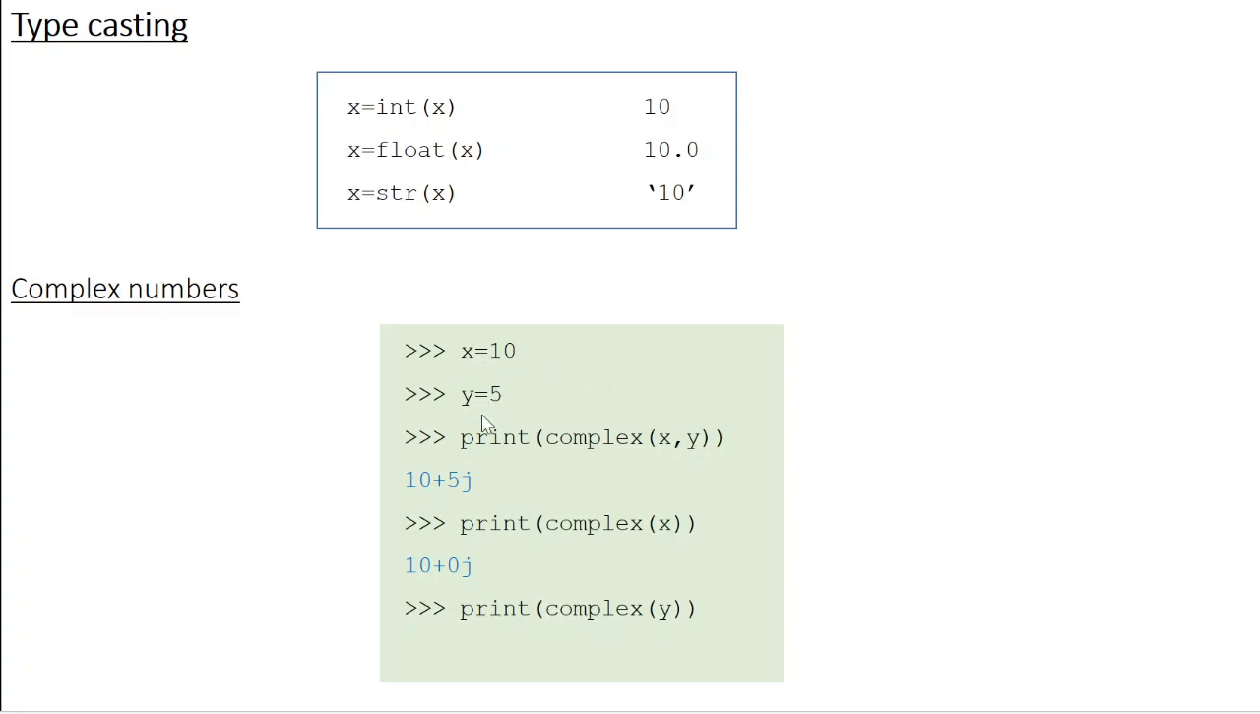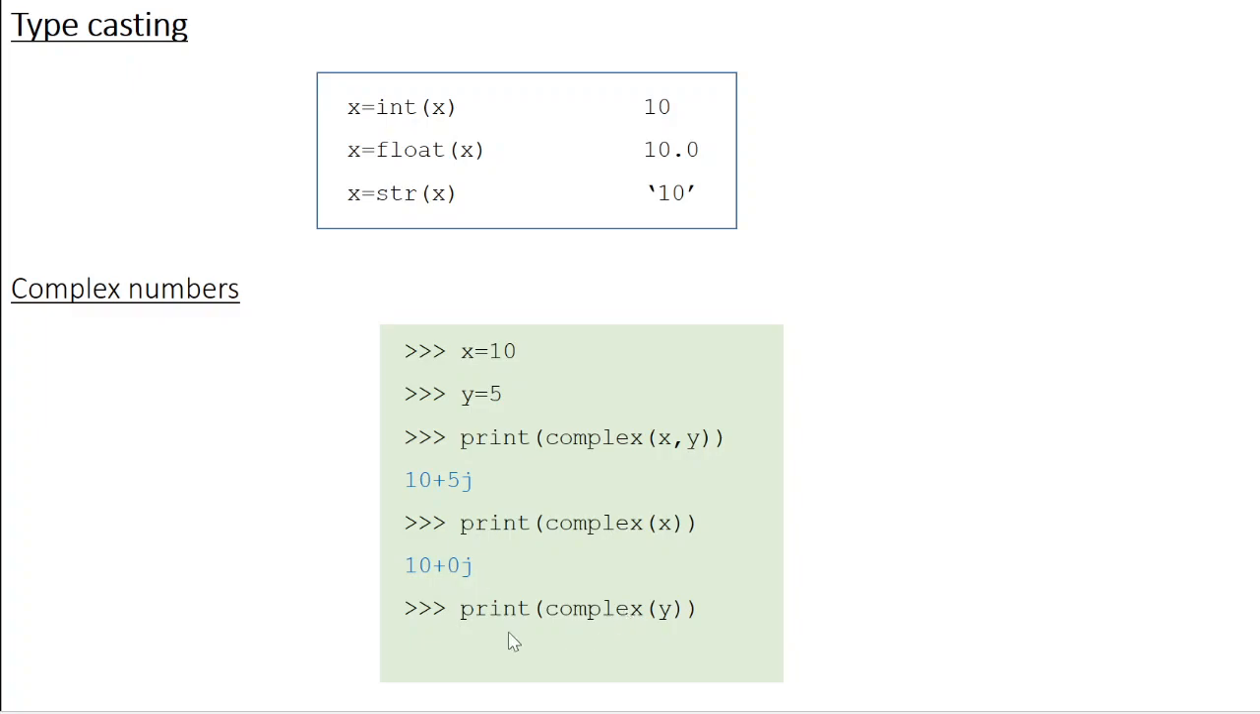If I say x equal to 10, y equal to 5, when I say print complex x comma y, the first variable will be taken as the real part, which is 10, plus the second part is the imaginary part, which is 5j. So you get the result 10 plus 5j. On the other hand, if I type print complex x, I have only the first number, which is the real number. There is no imaginary number here, so the default imaginary number is going to be 0. So your answer is going to be 10 plus 0j.